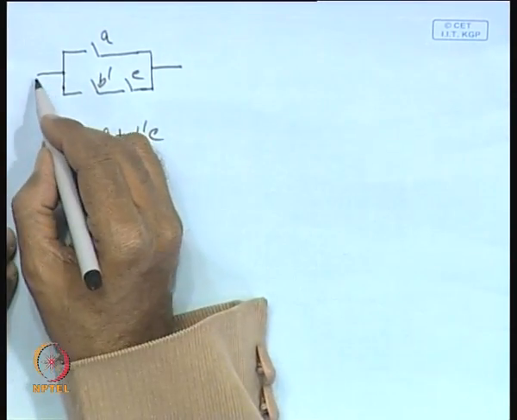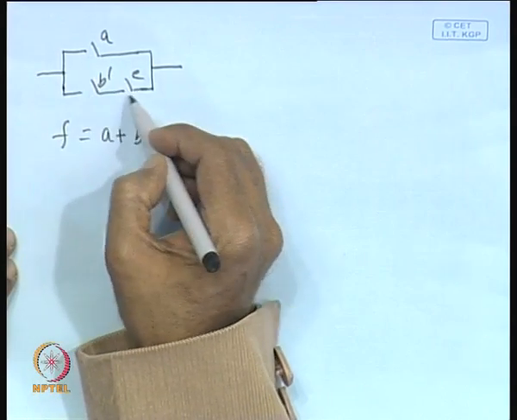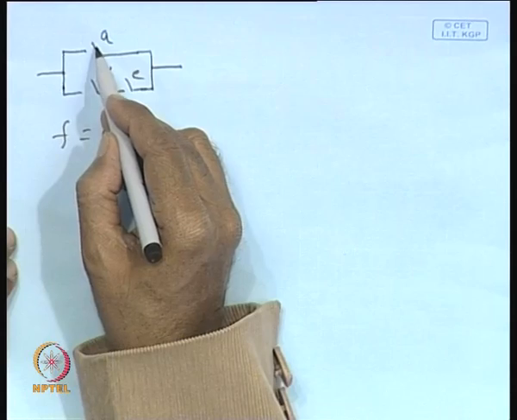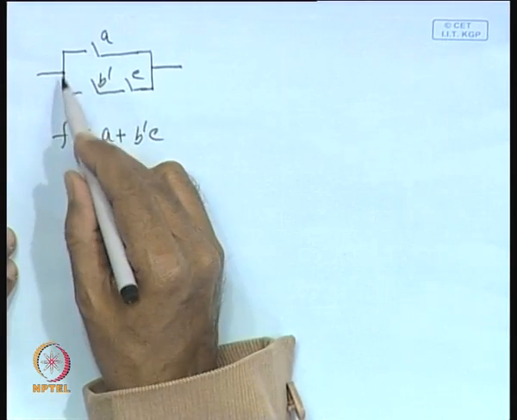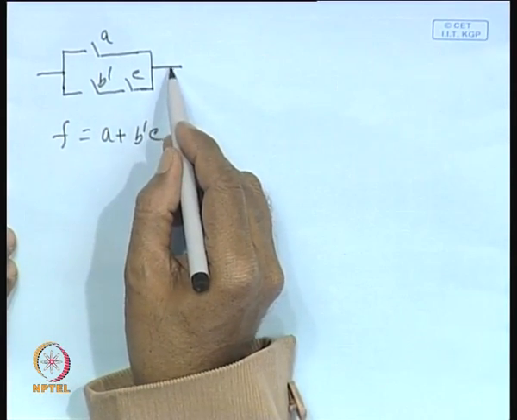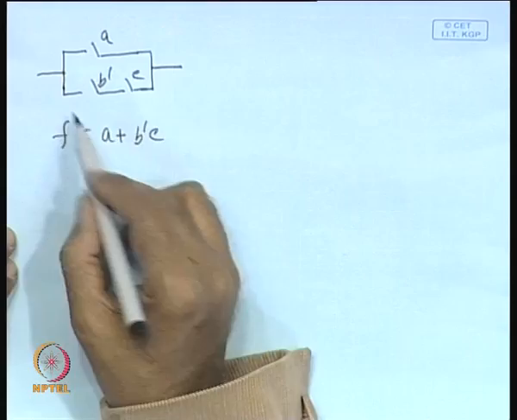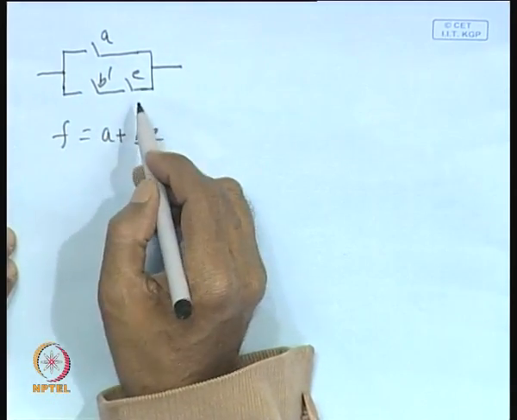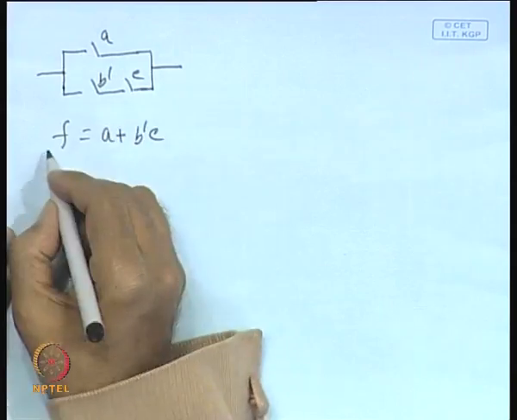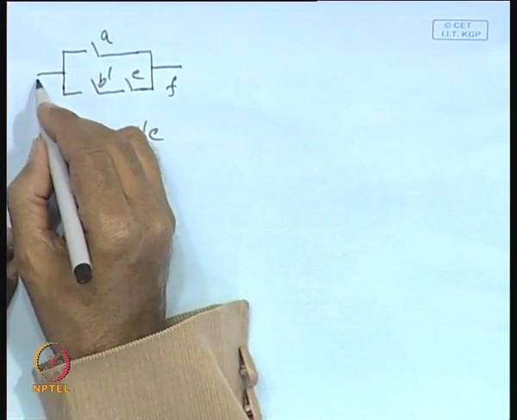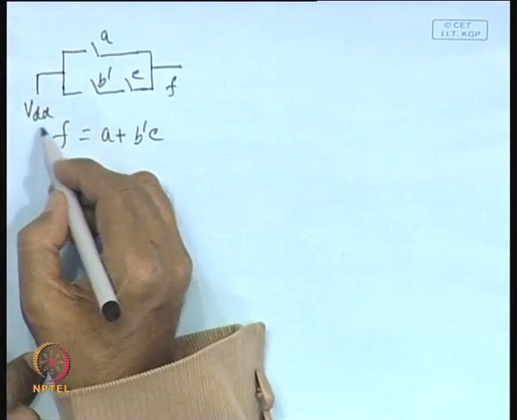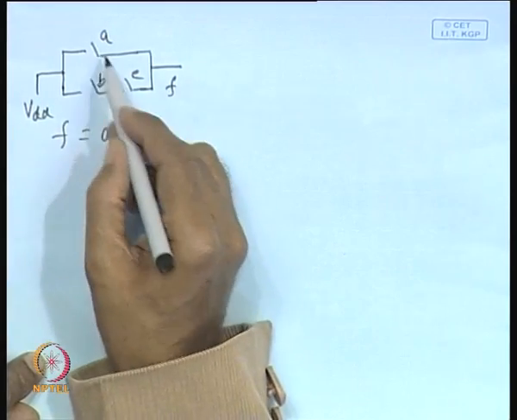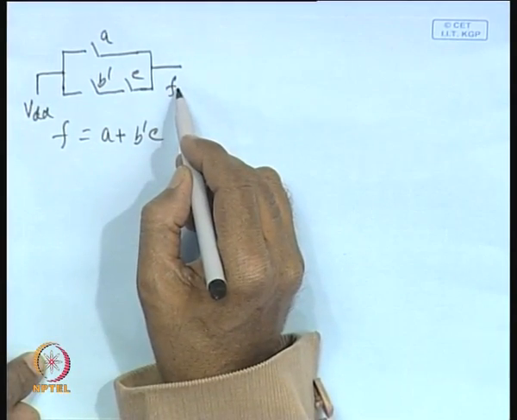That means, if we apply an input here, when A is 1, this switch is closed, so the signal will pass through it, and when B dash is equal to 1 and C is equal to 1, the signal will pass through it, and this is how it will work. This is the realization of this function f. Here you will apply VDD, in terms of our MOS circuits, and then use these 3 switches.